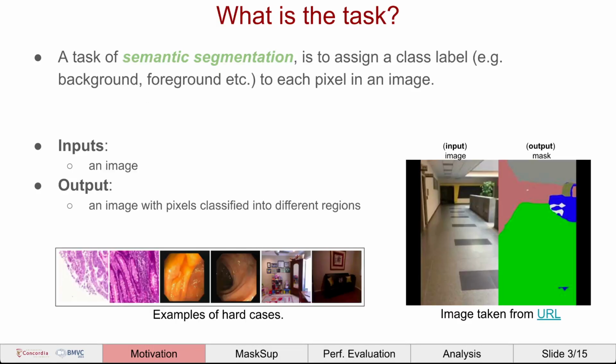The basic goal of semantic segmentation is to classify each pixel in an image into a predefined semantic category or classes. Its real-world applications range from medical image analysis to robotics.